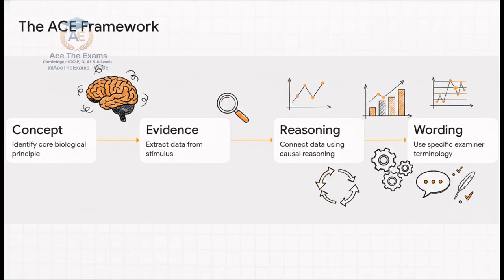Step 1, identify the concept. Step 2, extract specific evidence from whatever graphs or tables you're given. Step 3, apply logical scientific reasoning to connect that data back to the theory. And step 4, use precise examiner wording based on the command words. If you structure every single long-form answer using these 4 steps, you are aligning perfectly with the examiner's mark scheme.